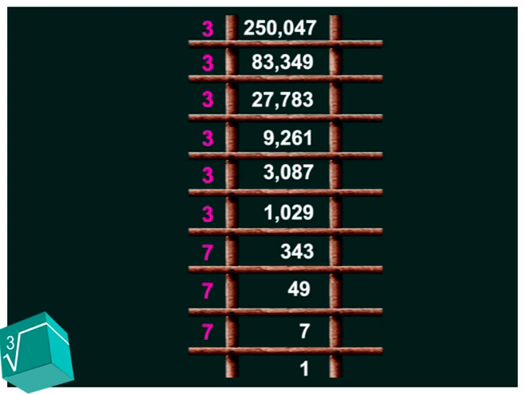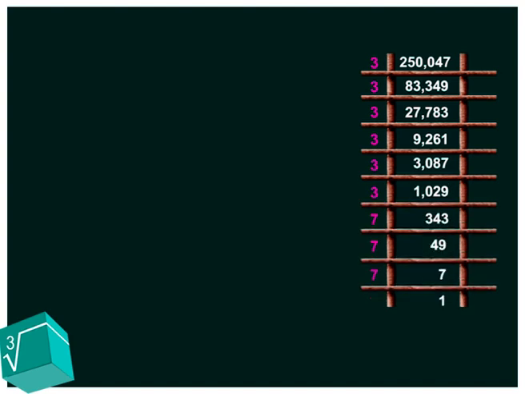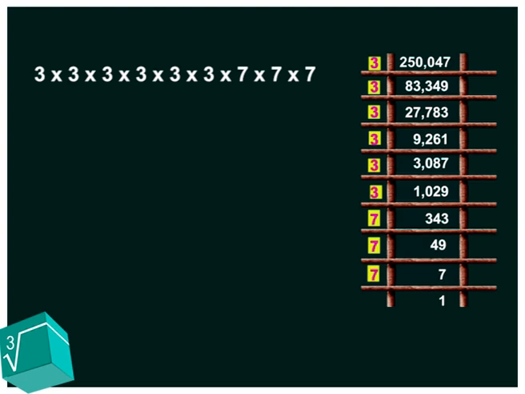We will write down all the numbers we get on the left side of the ladder. These numbers are 3 times 3 times 3 times 3 times 3 times 3 times 7 times 7 times 7. We will join 3 numbers at a time to get sets to find the cube root. First 3 numbers make the first set. Next 3 numbers make the second set. Last 3 numbers make the third set.